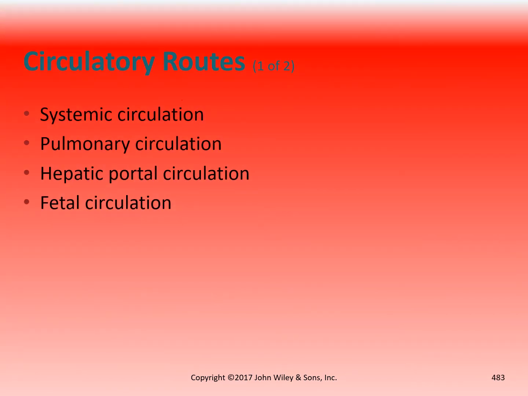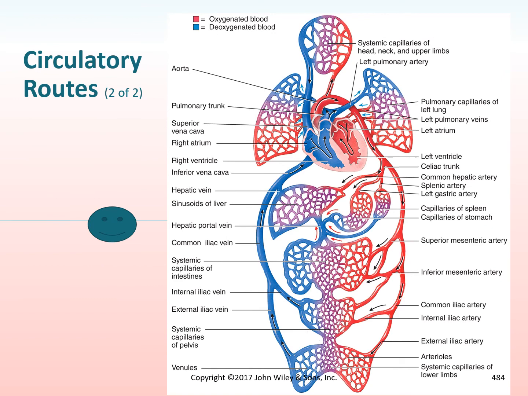Circulatory routes: systemic circulation, pulmonary circulation, hepatic portal circulation, and fetal circulation. Let's briefly look at these. The systemic circulation goes to and from the arms and legs. The hepatic circulation is going to this thing known as the liver. And you'll notice the liver has a vein feeding it, but it also has an artery feeding it. So it's kind of unusual.